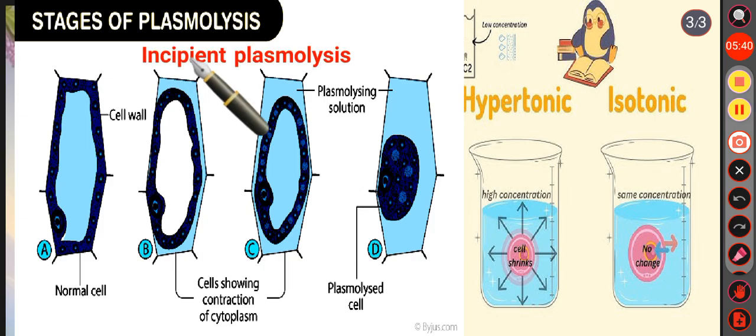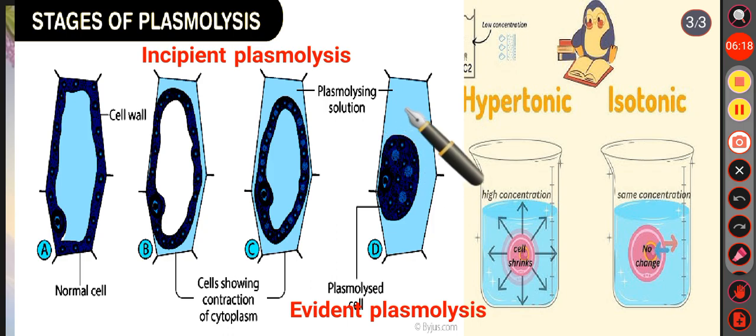Another term is incipient plasmolysis. What is incipient plasmolysis? The point at which the protoplast just begins to shrink away from the cell wall is known as incipient plasmolysis. Okay? And the stage when the cell has reached its limit of contraction and the protoplast has detached from the cell wall, attaining a spherical shape, is called evident plasmolysis, or the final stage of plasmolysis. Right? So now what is deplasmolysis?